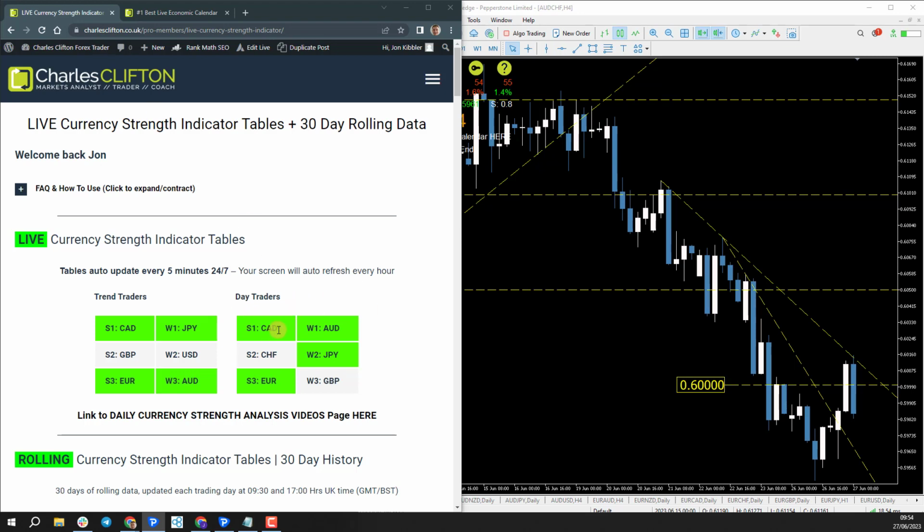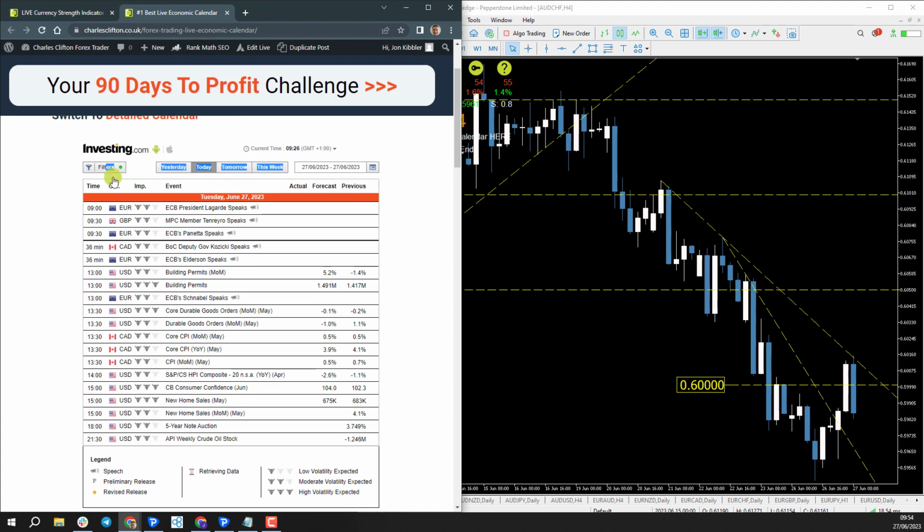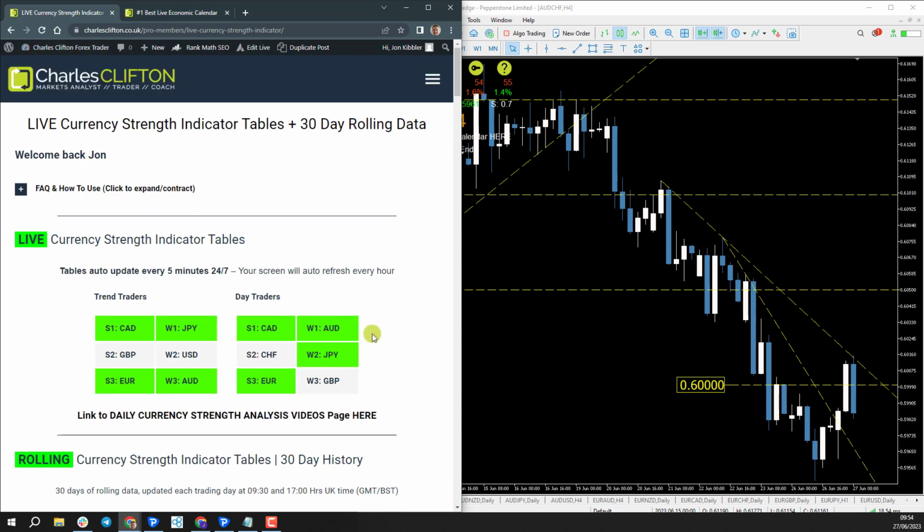Now, just a little bit of a caveat with the CAD today. There is some data out. We've got a Bank of Canada deputy governor speaking, and we also have some CPI data out in the afternoon. So we have to be a little bit cautious of the Canadian dollar, but maybe it will give CAD a little bit of a push.